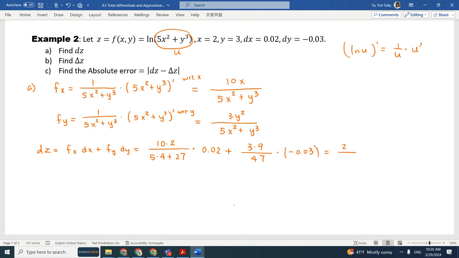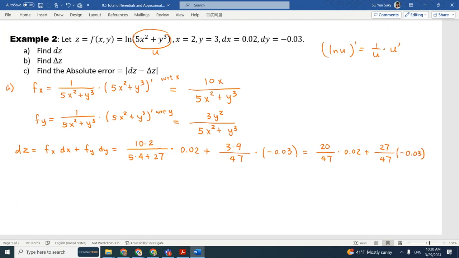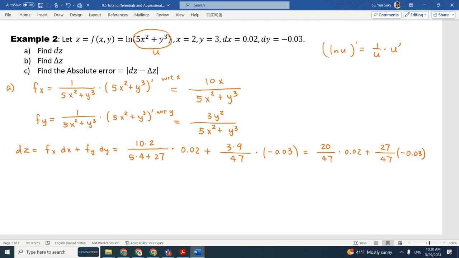We get 20 over 47 times 0.02, plus, what is 3 times 9? 27 over 47 times negative 0.03. Yep, put this in your calculator. What do you get? Yeah, give me as many digits as your calculator displays.